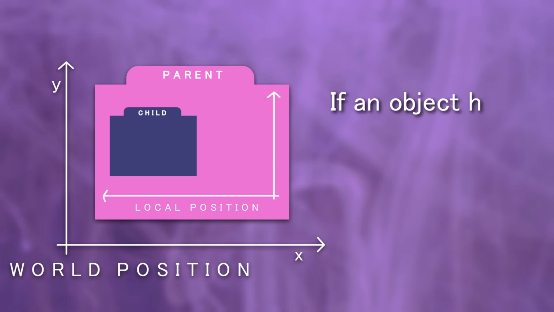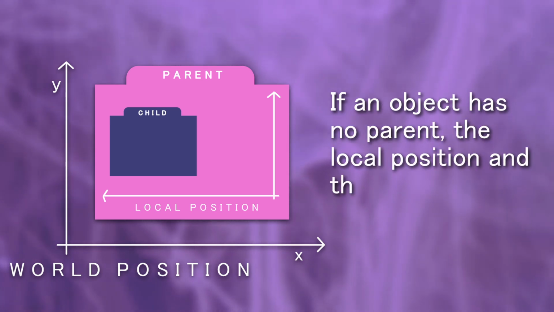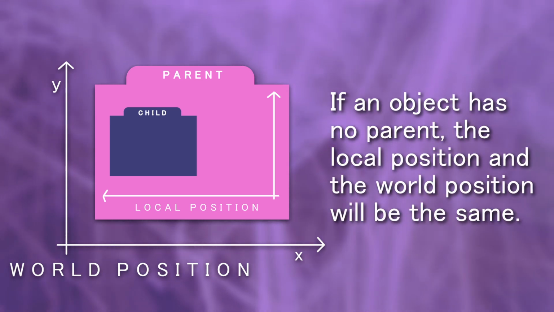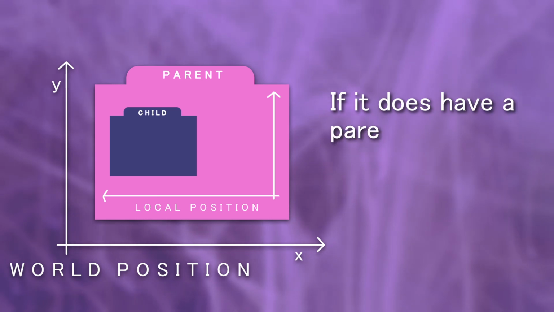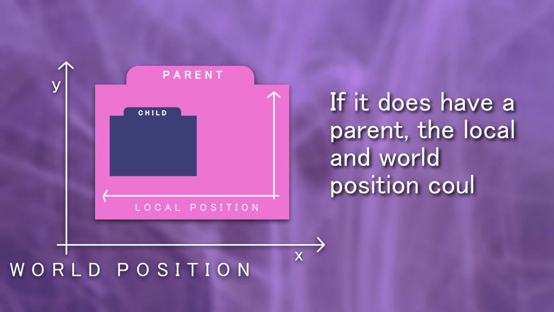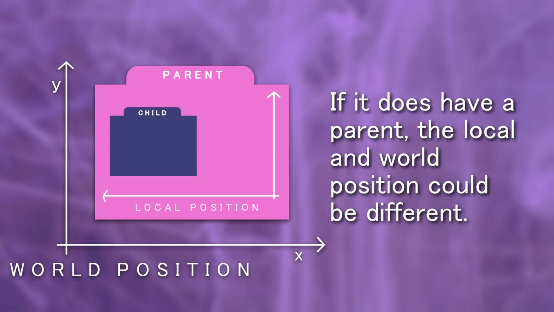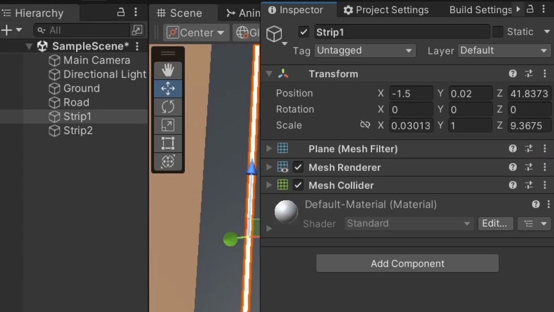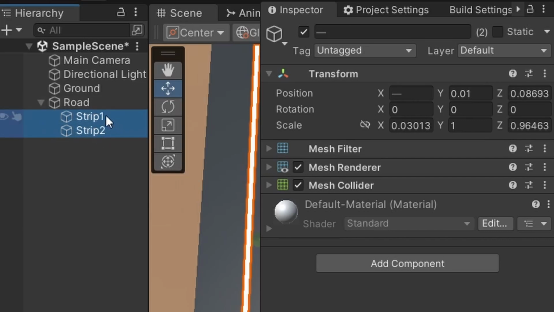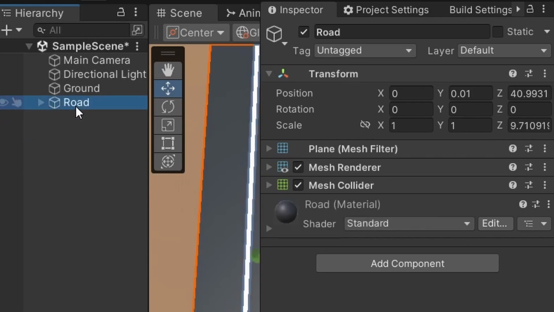If an object has no parent, the local position and the world position will be the same. However, if it does have a parent, the local and world position could be different. It's really essential for coding and for understanding how Unity works. And now I'm placing the road inside the ground object and the strips inside the road object. Take a look at how the parameters of the transform components of these objects are changing.